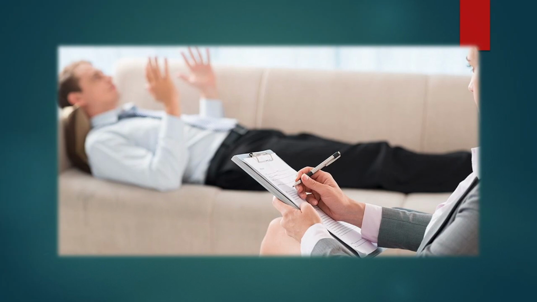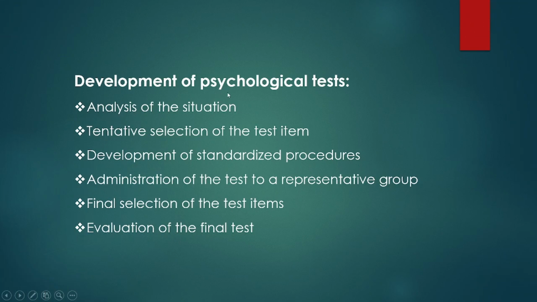How the developmental psychological tests will be done based on the person's behavior, and how the development takes place, we will see in the next slide. Development of psychological tests: first of all, analysis of the situation. Next, tentative selection of the test items. Development of standardized procedures. Administration of the test to a representative group. Final selection of the test items. Evaluation of the final test.